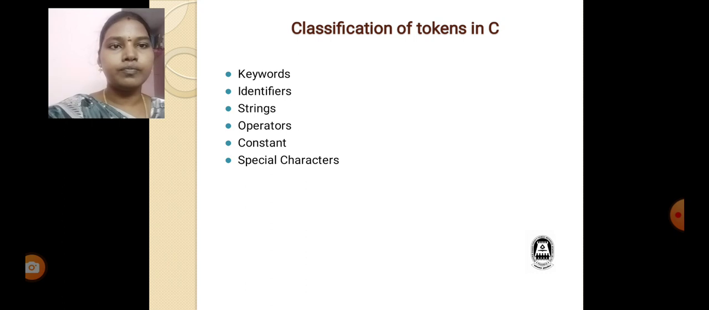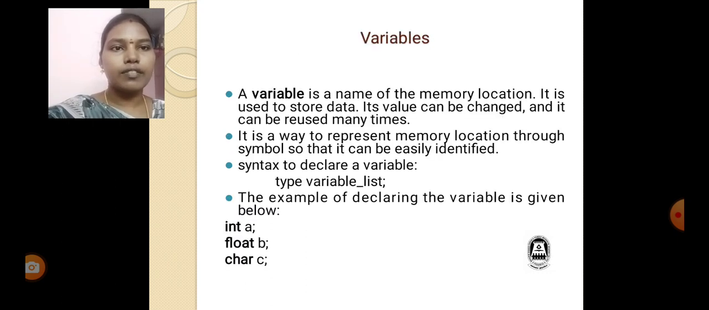Let's see one by one. So first one, variable. What is meant by variable? To write a program, we have to understand what is meant by the variable. A variable is the name of the memory location. It is used to store data. Its value can be changed and it can be reused many times. So a variable is the way to represent the memory location through a symbol so that it can be easily modified.